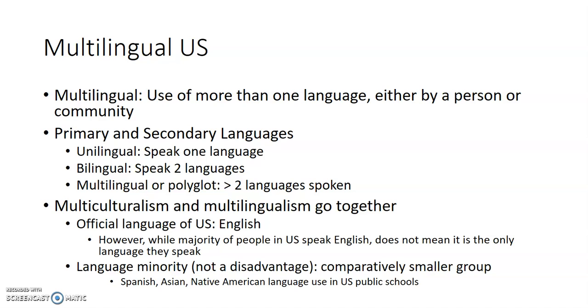So we'll talk about the multilingual U.S. in terms of what the differences are and how that can affect the ability to communicate and provide services for these individuals. So when we're talking about primary and secondary languages, in the unilingual and bilingual, we have to have the understanding that some people may come into the U.S. with already established bilingualism or multilingualism, where they are already speaking multiple languages, whether or not English is one of them.